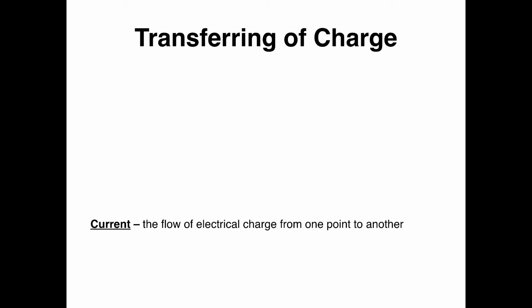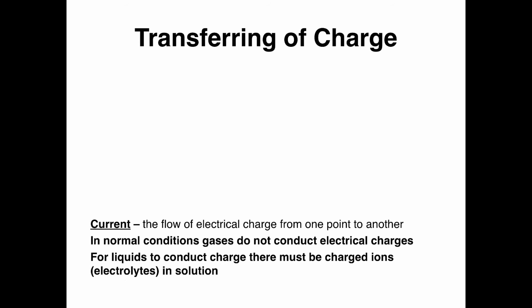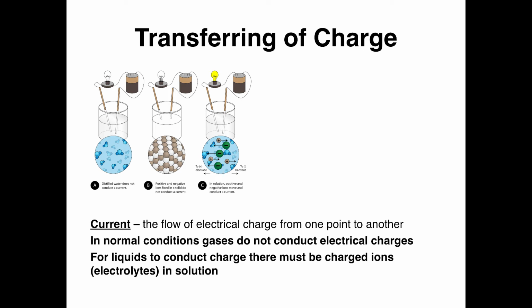Current, as I've said in the past, is the flow of electrical charge from one point to another. In normal conditions, gases will not conduct electrical charge. For liquids to conduct electrical charge, there must be charged ions or electrolytes in the solution. So here we have A, which is distilled water, which does not contain any electrolytes. It will not conduct electricity, so the light doesn't come on.